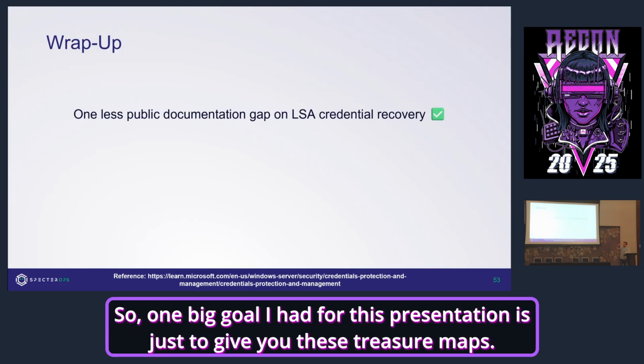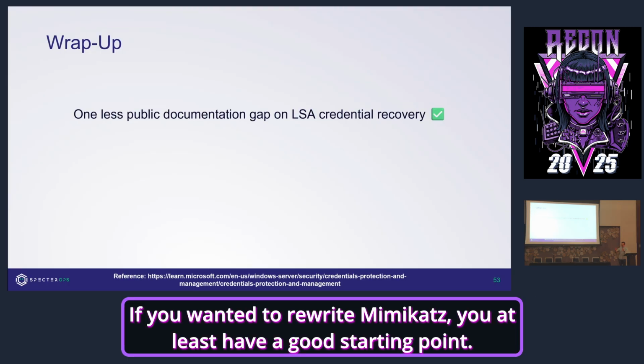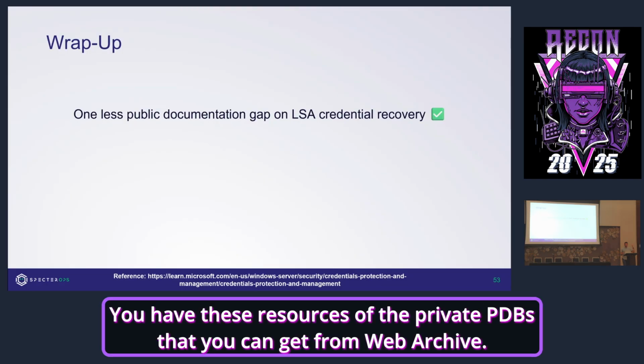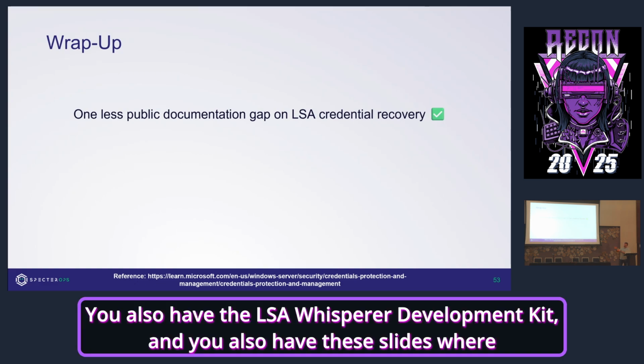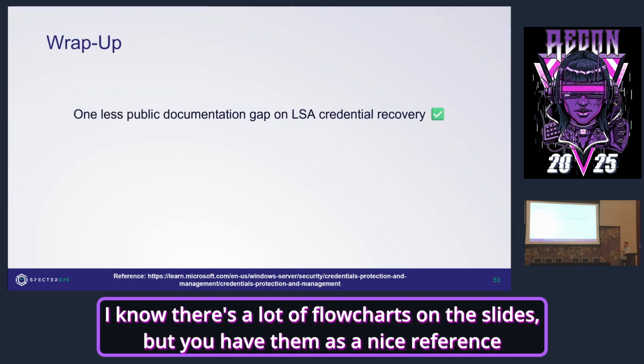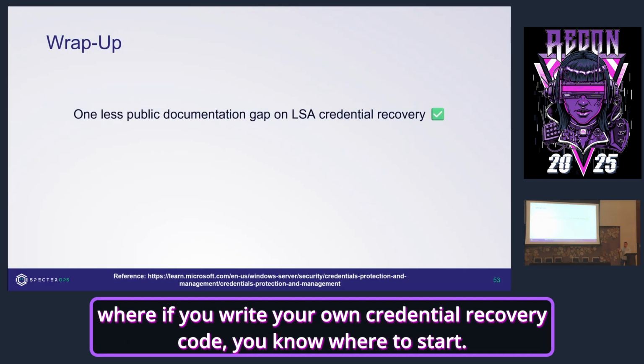So one big goal I had for this presentation is just to give you these treasure maps. So if you wanted to rewrite Mimikatz, you at least have a good starting point. You have these resources of the private PDBs that you can get from Web Archive, so you just go search for that if you want. You also have the LSA Whisper development kit, and you also have these slides where I know there's a lot of flowcharts, but you have them as a nice reference where if you write your own credential recovery code, you know where to start.